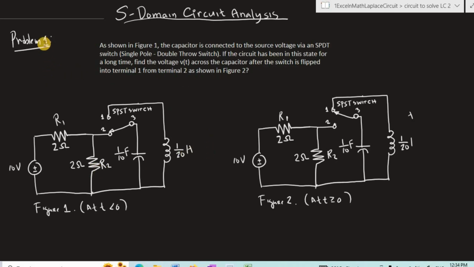This is problem number 1. As shown in figure 1, the capacitor is connected to the source voltage via a single pole double throw switch. If the circuit has been in this state for a long time, find the voltage V of t across the capacitor after the switch is flipped into terminal 1 from terminal 2 as shown in figure 2.